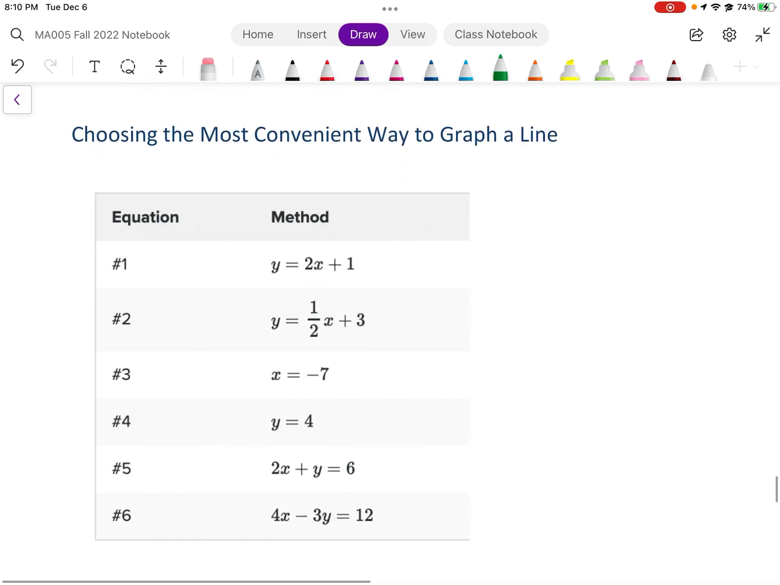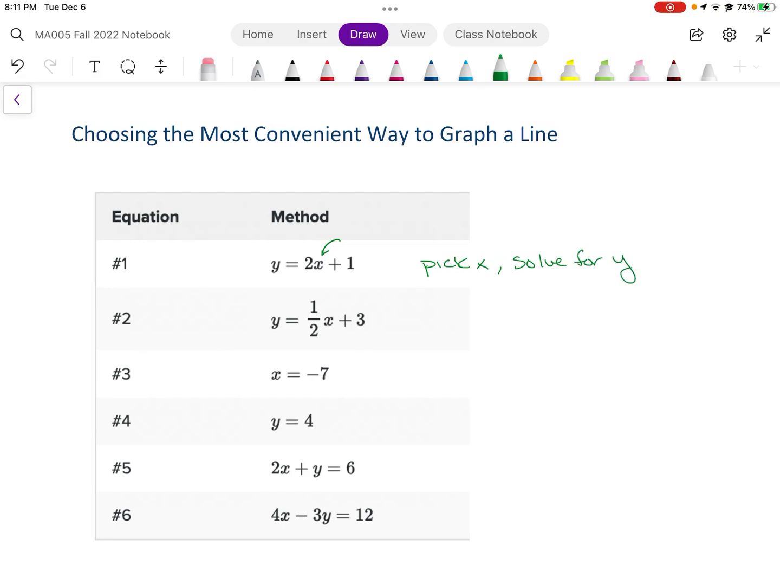All right, so choosing the most convenient way to graph a line. So far we have picking points, just picking points, and we have a vertical line and a horizontal line, and we have picking intercepts, where we purposefully choose a 0 for x and find y, and then pick a 0 for y and find x. So which ones are the easiest here? Well, for this first one, if we just pick any x, we just plug it in, it automatically equals y. It makes it really easy. Very, very easy. So pick x and solve for y.